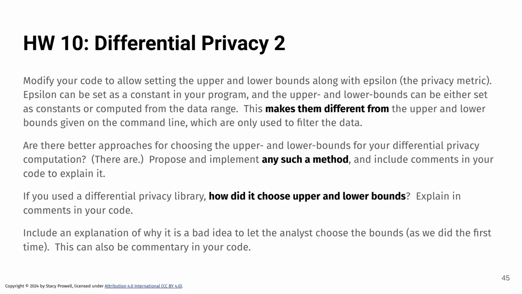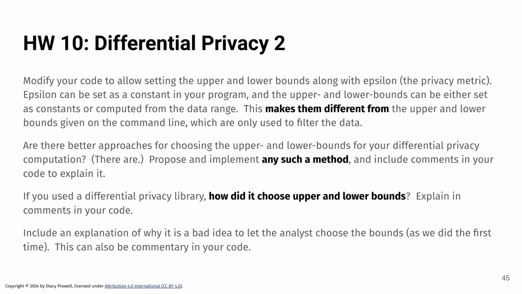There's homework due 12 November. The homework is on differential privacy. This is going to go back. We're going to look at that differential privacy work that you did, and you're going to modify your code to allow setting upper and lower bounds along with the privacy metric, right? The privacy budget.